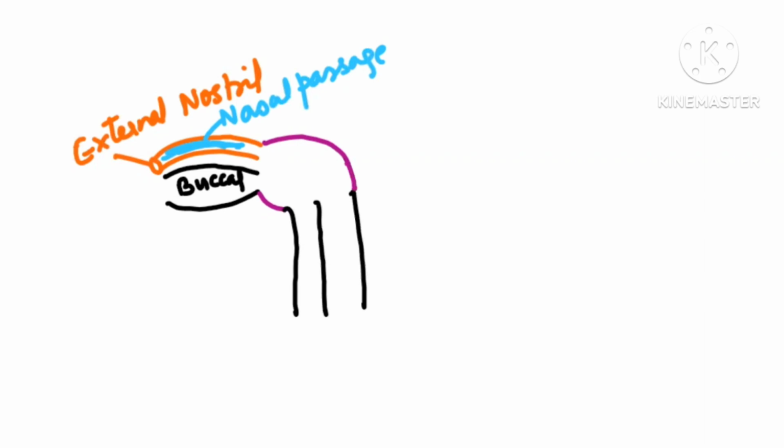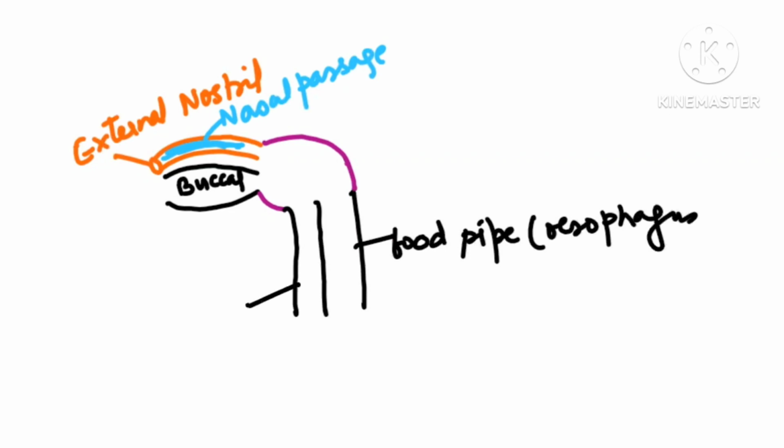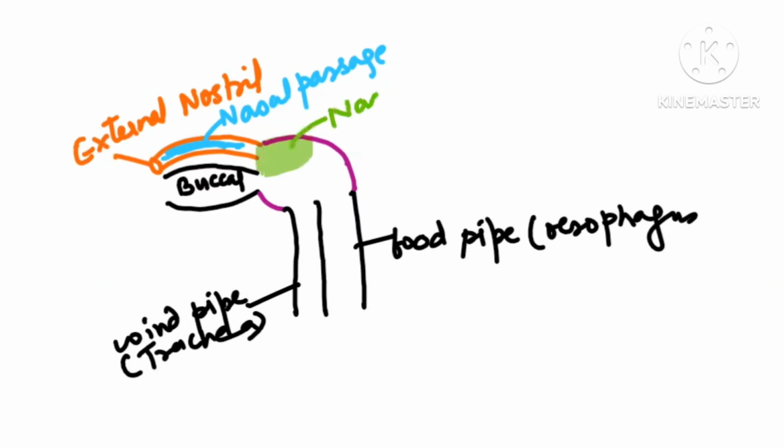Clear? So this back is the food pipe, also known as esophagus. And this one is windpipe, also known as trachea. This part of the pharynx, which is near to the nasal cavity, near to the nasal chamber, is known as nasopharynx. Understand very slowly, very coolly.